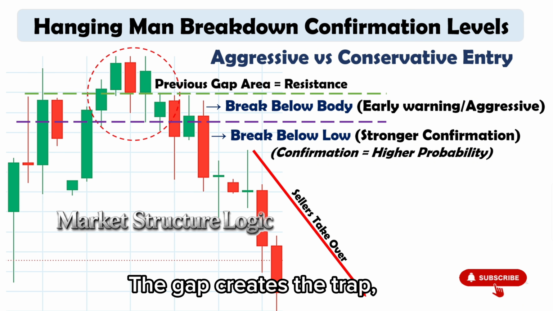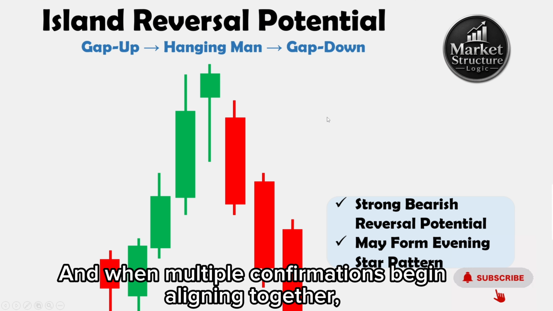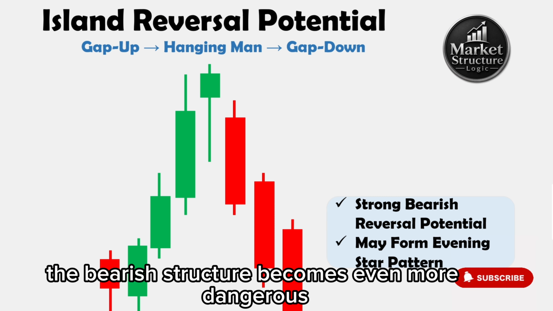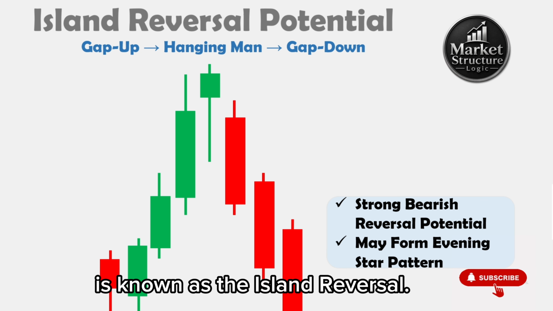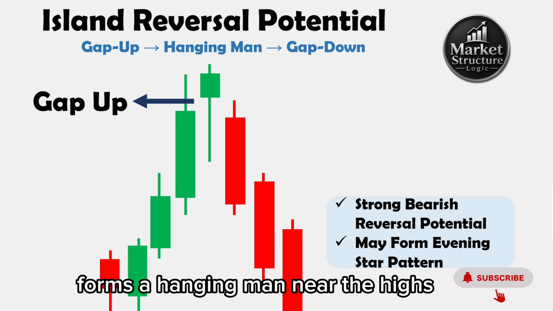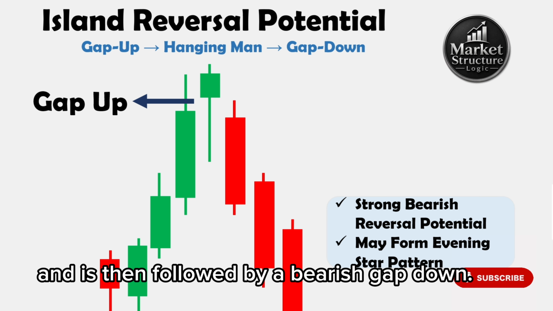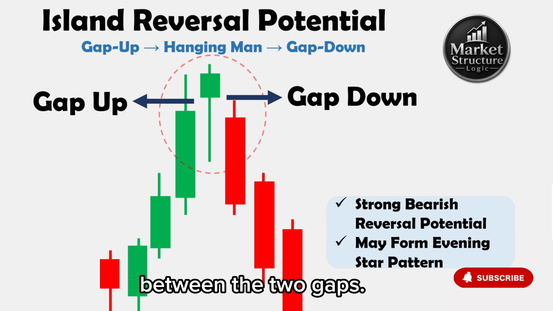The gap creates the trap, but the breakdown confirms the weakness. And when multiple confirmations begin aligning together, the bearish structure becomes even more dangerous. One of the strongest variations of this setup is known as the island reversal. This happens when the market gaps up, forms a hanging man near the highs, and is then followed by a bearish gap down. The candles near the top become isolated between the two gaps.